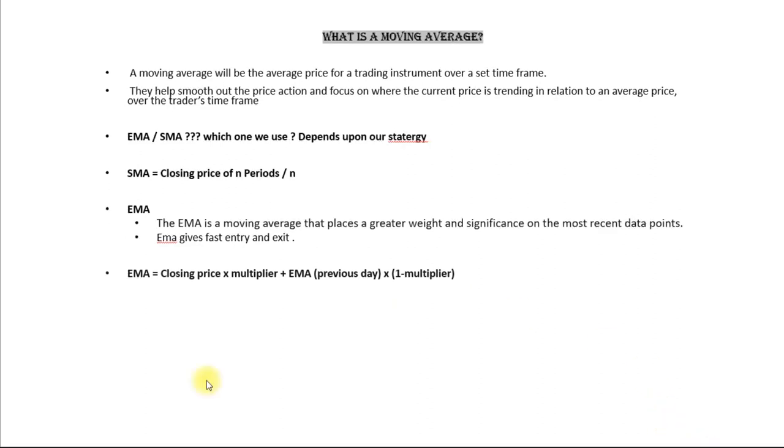Now, whether we use EMA or SMA depends completely upon the strategy which we are using. SMA is the closing price of the N periods divided by N. And how will we calculate EMA? This is the formula for calculating the EMA. And we use EMA because it will give a fast entry and exit for the particular trade.